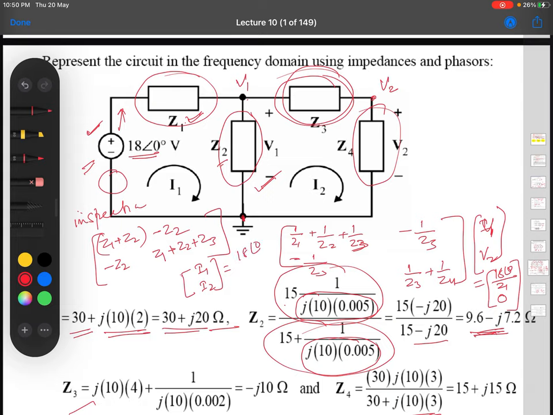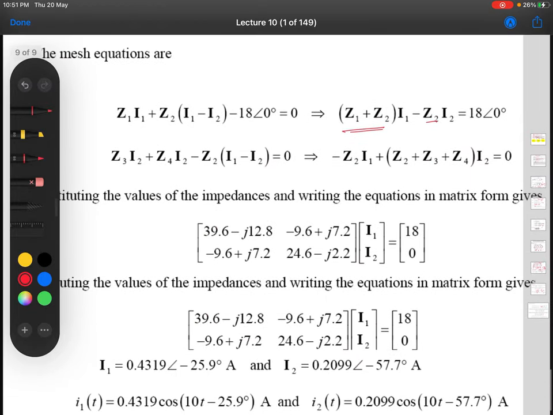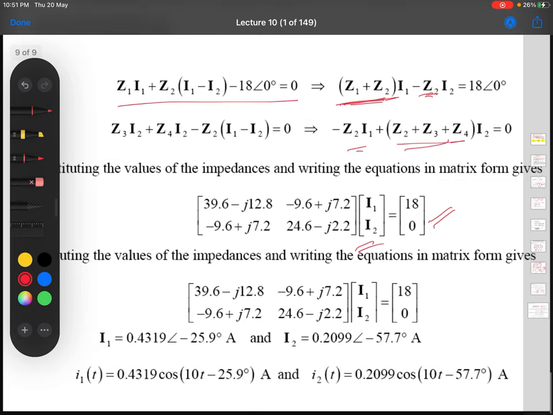So in loop 1 it is 18 angle 0, same direction as I1, so 18 is positive, and that is what you get. I think this is the same equation that appears here when you write the actual mesh equation by seeing the circuit, by taking the independent meshes. So this is the matrix you have, I1, I2, exactly the same equation, and you can solve it and find I1 and I2. Once you get these values, you again use the cos function, because your reference was cos, you made your phasor by cos, and by that you can get the currents in the time domain. So we'll stop here for now. Thank you.